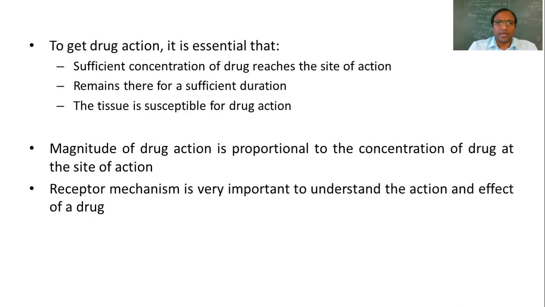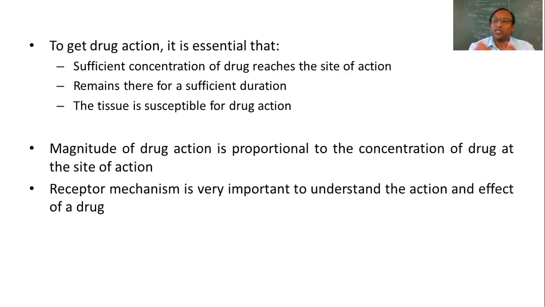To get the drug action, it is essential that sufficient concentration of the drug reaches the site of action. So for example, the dosage level is very important here. We have to estimate the dosage level so that the sufficient quantity or concentration can reach the particular target site and remain there for a sufficient duration, because you know that the receptor is there. For example, the shape is like this and the opposite side is like this. So it has to turn around and fit, something like that. It will take some duration so that it can interact properly and the tissue is susceptible to the drug action.